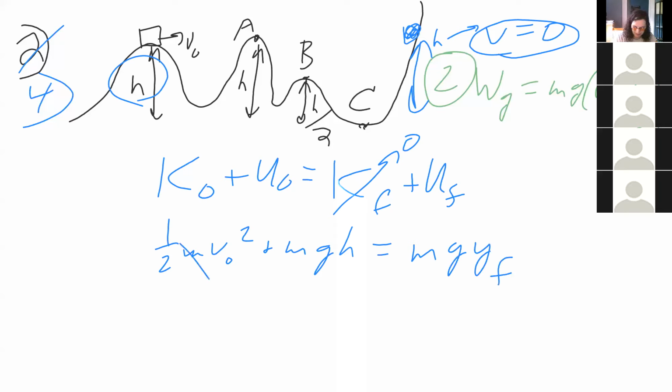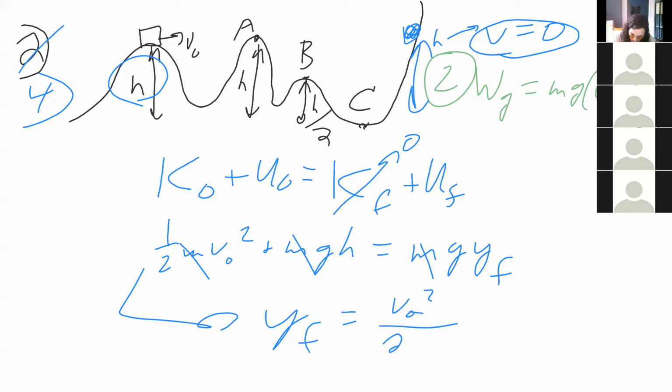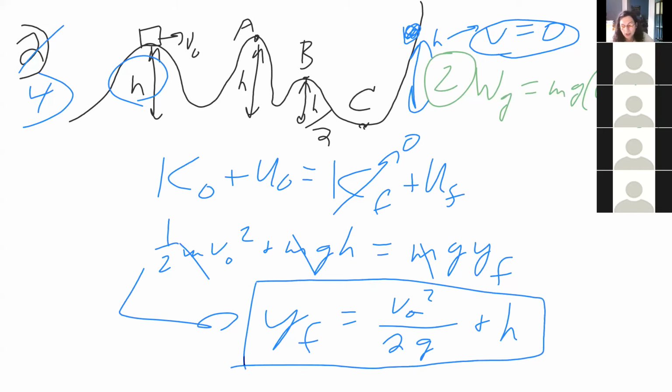And then you just solve from here, your masses will all cancel out, and you'll get something like y final is equal to v initial squared over 2g plus h, and that's just from isolating y final. Cool. And my apologies for doing those problems out of order. That's what happens when they reuse that same diagram.